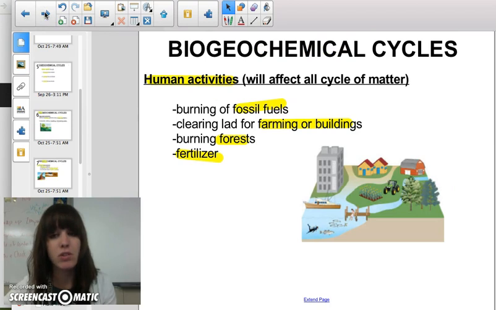Now, humans can also affect the matter cycles throughout an ecosystem. Burning fossil fuels is a chemical change, and so we are adding to the carbon cycle by burning fossil fuels. Anytime we clear land for farming or buildings, we are affecting many different types of matter cycles by doing that. Burning forests, and even when we talked about fertilizer and its effects on algae, we're adding nitrogen into an ecosystem. That's going to change some of that nitrogen cycle. So human activities also affect cycles of matter too.